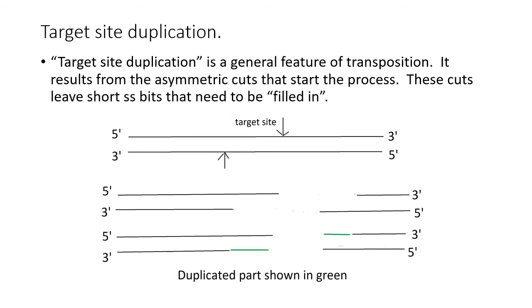So here's another picture of target site duplication, where I think it makes it a little bit clearer what's happening. You have the asymmetric cut, and then peel the two strands apart. You can see there's sort of single-stranded, unpaired regions that are created as a result of that staggered nick. And that does get filled in during the process of replication of both strands, and that results in the target site duplication.